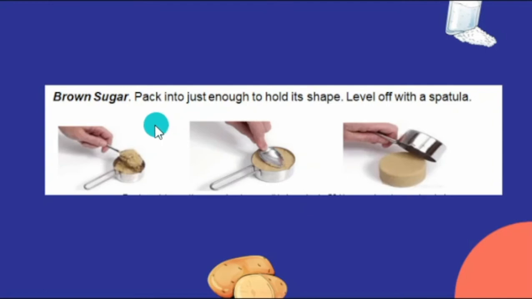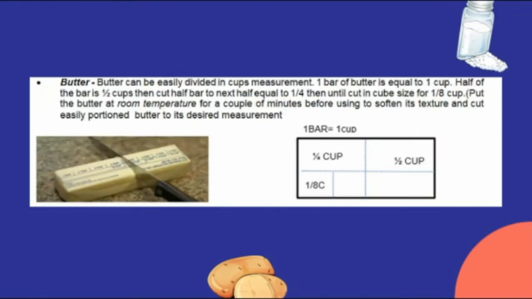Now, moving forward, how about the brown sugar? Okay, the brown sugar is packed just enough to hold its shape. Now you're going to apply a little amount of pressure so that it will hold its shape when you pour it down. After you press it, you just need to use again a spatula or the plain side of the knife to level off the excess brown sugar, and then voila, you can remove it and use the brown sugar.